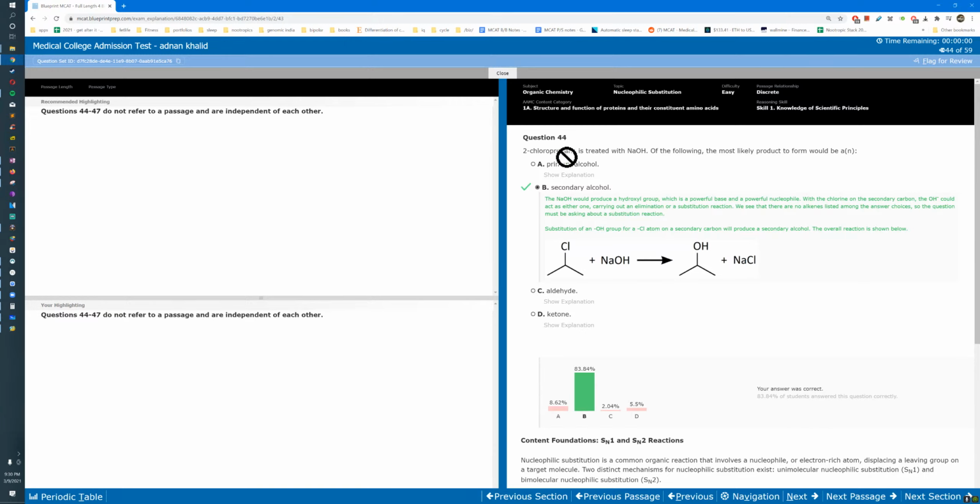Well, I know 2-chloropropane means that the 2 means that it's not at the end of anything. So it's secondary, and you should also know how when things get more oxidized, alkanes turn into alcohols, which turn into aldehydes or ketones, which turn into carboxylic acids, and then eventually turn into CO2.